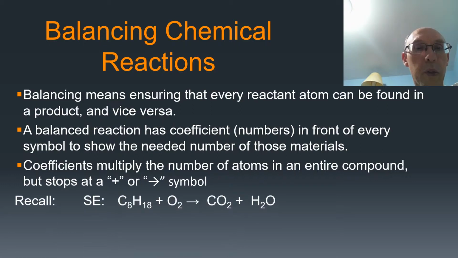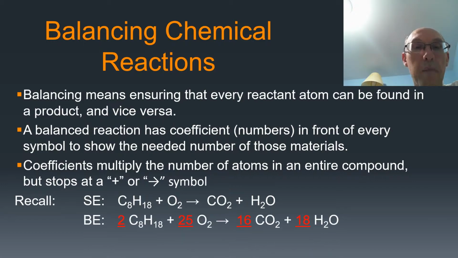Let's do some review. A skeleton equation has no coefficients, so we can see C8H18 plus O2 produces CO2 and H2O. Clearly, this is a good skeleton equation because it's got all the symbols, but if we look at just the hydrogens, we've got 18 on the left and we only have 2 on the right side, so it's not balanced. So SE, skeleton equation, BE, balanced equation.